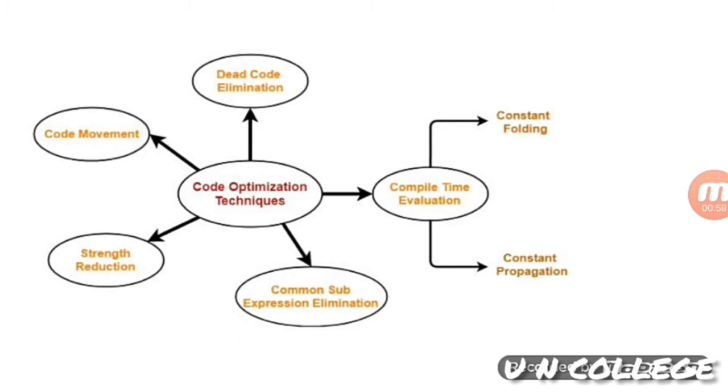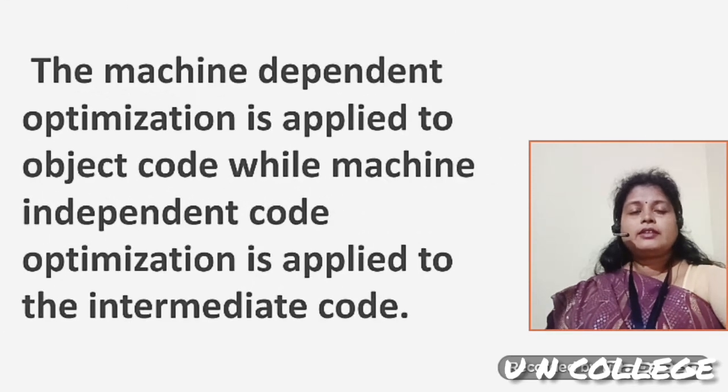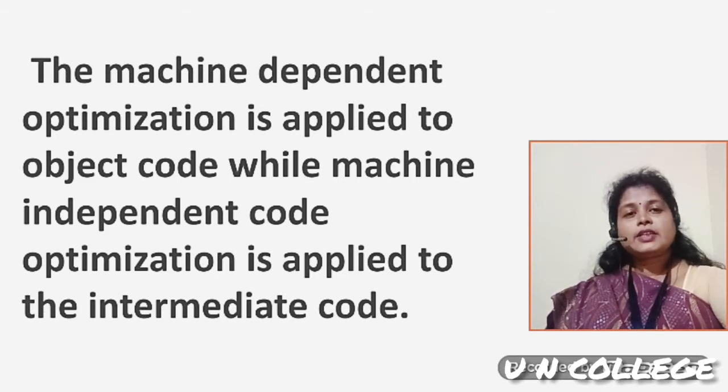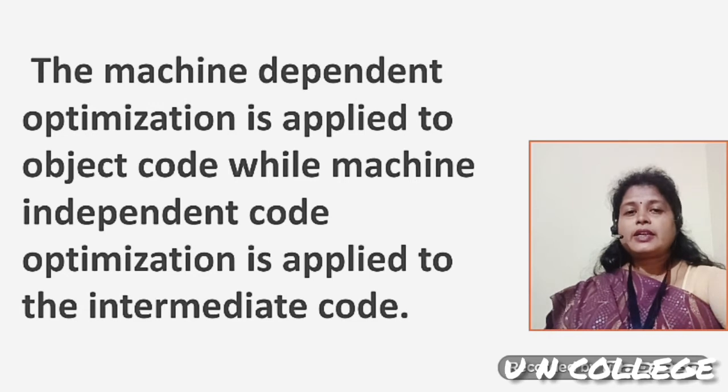Now we will discuss the key difference between machine dependent and machine independent code optimization. The key difference is that machine dependent code optimization is applied to object code, while machine independent code optimization is applied to intermediate code. I have discussed the basic introductory part related to machine dependent and machine independent optimization.